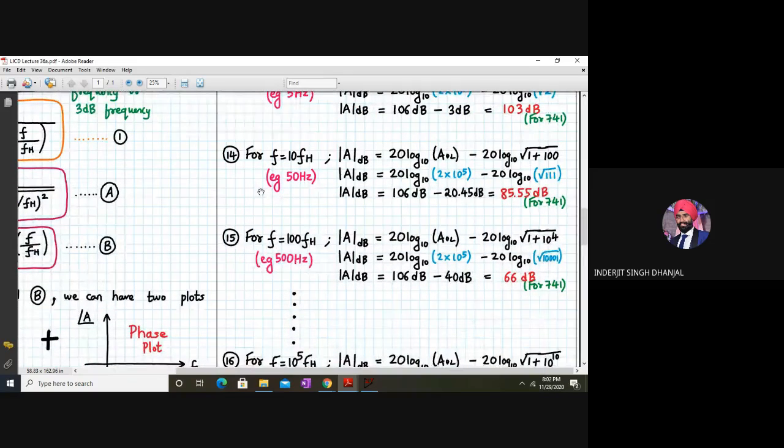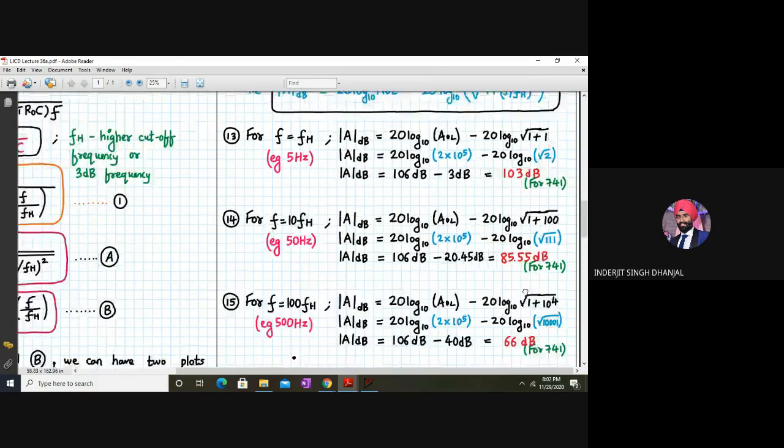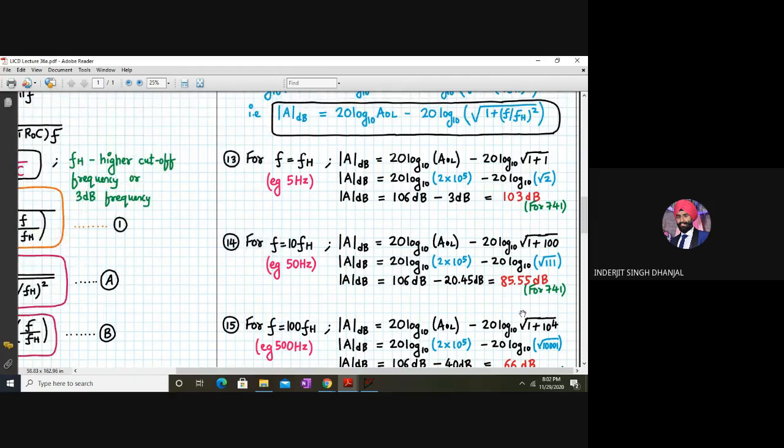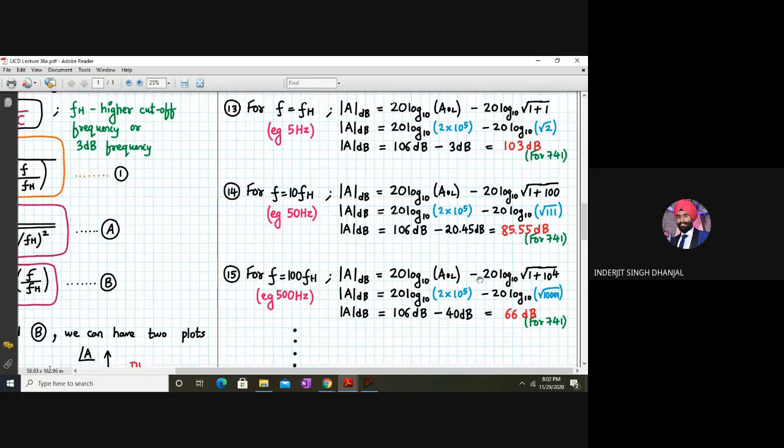Now again we go tenfold higher. Now f will be equal to 100 times fh, that will be around 500 hertz. So over here, your gain in dB will be, in this formula, 1 plus f upon fh. That will be 100 times fh. That will be 100 squared, that is 10 raised to 4. So you will get minus 20 log to the base 10 square root of 1 plus 10 raised to 4.